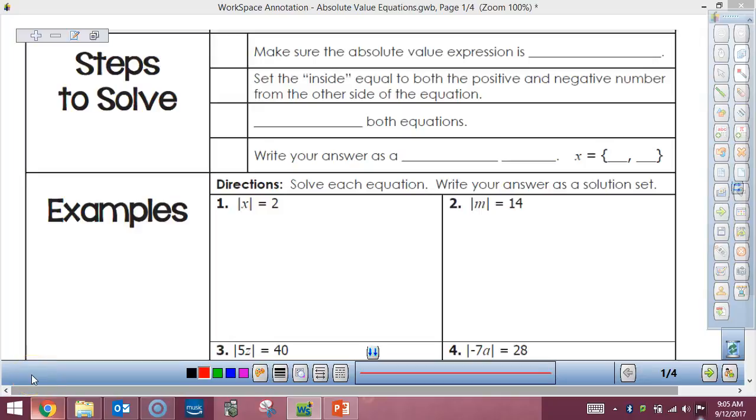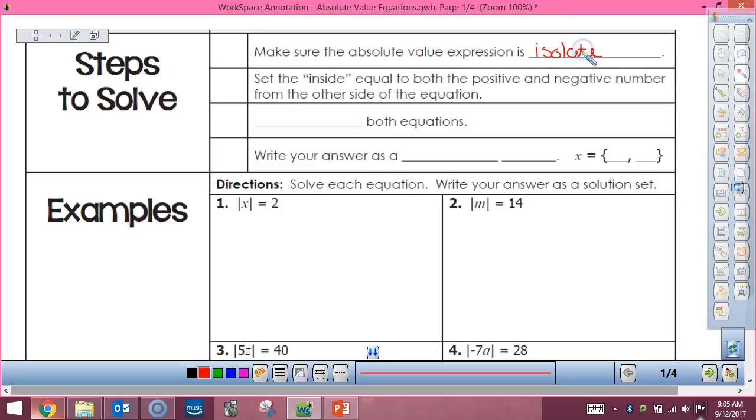So, in order to solve an absolute value equation, it's a little bit different than we were doing before, when we were just able to say that number is 3. So now we have to do a little bit of setting up. The first thing that we have to do is isolate the absolute value expression. What that means is I want to get whatever is inside the absolute value to be by itself on the same side of the equal sign.